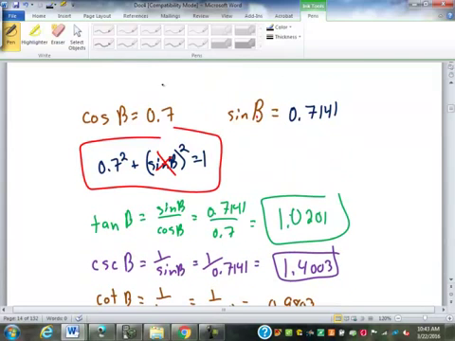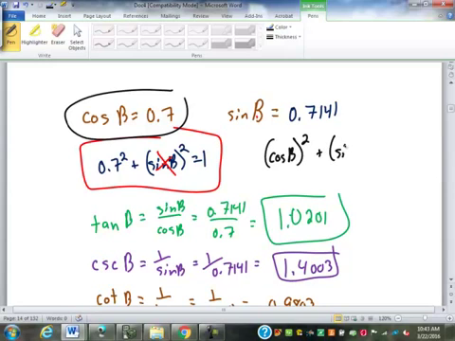I was given that the cosine was 0.7. Now the cosine squared plus the sine squared has to add up to 1. So I put 0.7 in for the cosine, and then I solve the equation. So 0.7 squared is 0.49. Subtracted from 1 is 0.51. So sine squared equals 0.51, so I square rooted 0.51.